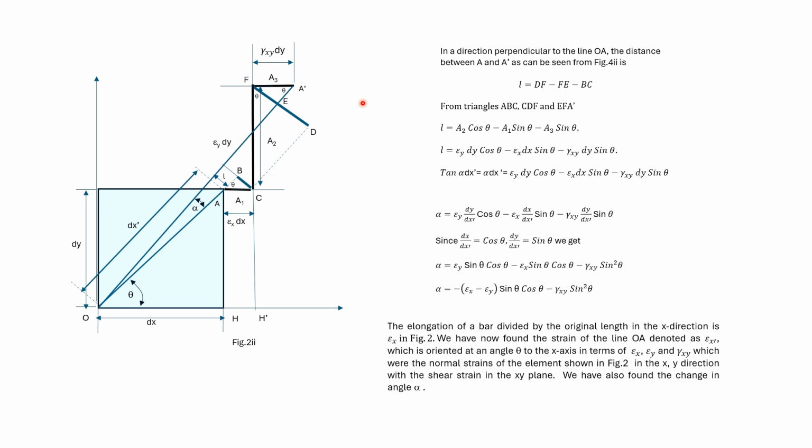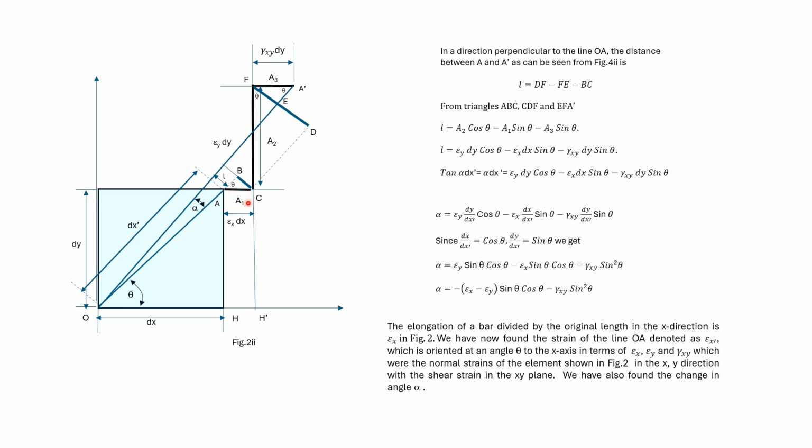Earlier we found out the normal strain of OA. So it was in the direction of OA. In order to find shear strain, we need to find out this angle alpha, for which we need to find out the distance L perpendicular to the direction of OA. Now L is given by these blue lines. So L is equal to dF minus FE minus BC.